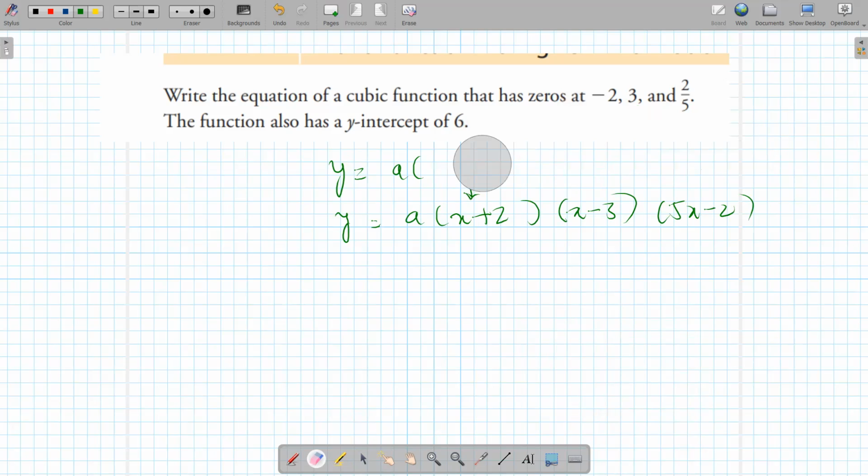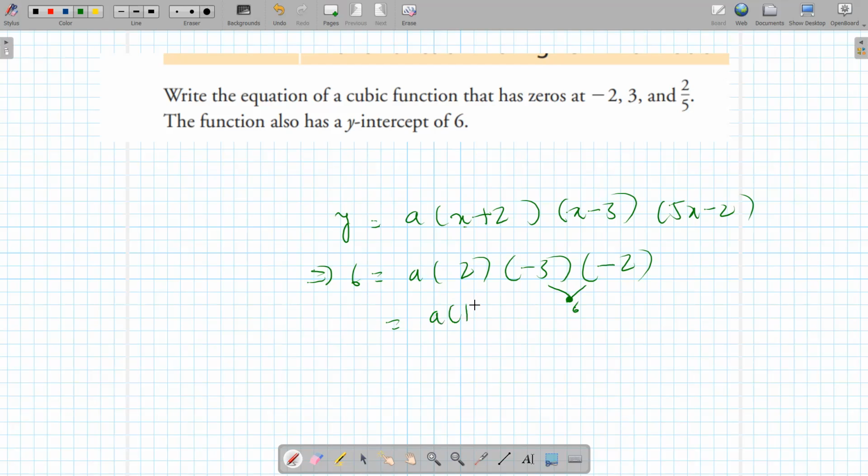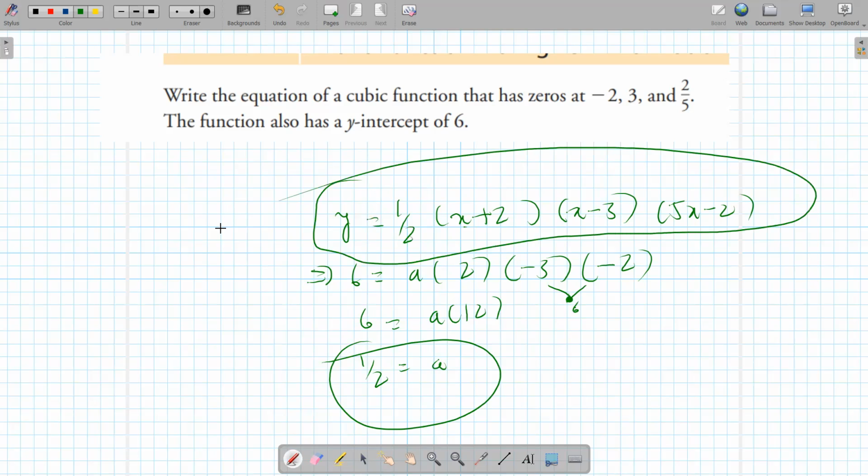They've given us the y-intercept, right? So simply replace y with the y-intercept of 6 and replace x with 0. 0 plus 2 is a 2. 0 minus 3 is -3. 5 times 0 minus 2 is -2. See that? And look at this, you can do this in your head. -3 times -2 is +6. +6 times 2 is 12. So you have a times 12 equals 6. A is going to be 6 over 12, which is 1 over 2 or 0.5. Therefore, the equation is going to be y equals 1 over 2 times the brackets. Final answer, it's going to be this guy. Okay?